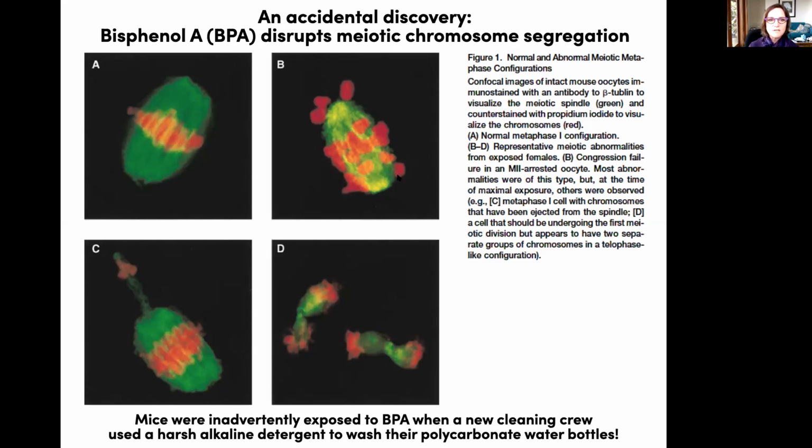And the researchers noticed, they were studying spindle formation in oocytes from these mice. And normally this is like a wild type control, but they started seeing that their control mice had very bad spindles. And they eventually traced that to this new detergent that was being used to wash the water bottles, leaching the BPA out of the plastic. And they were able to reproduce this effect by giving the mice BPA. And that was the point at which BPA-free plastic became everywhere.